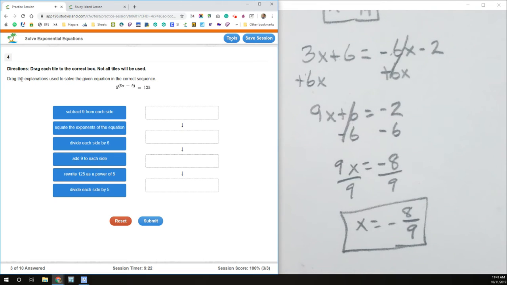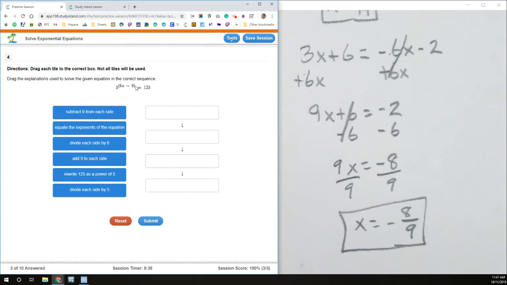Okay, so this one's a little different. Drag the explanations used to solve the given equation to the correct sequence. So we're just doing the exact same thing we did in the very first problem, just with different numbers, and we're dragging the explanations to it. So before we actually get to the dragging part, let's just solve it. What would I do for this one?